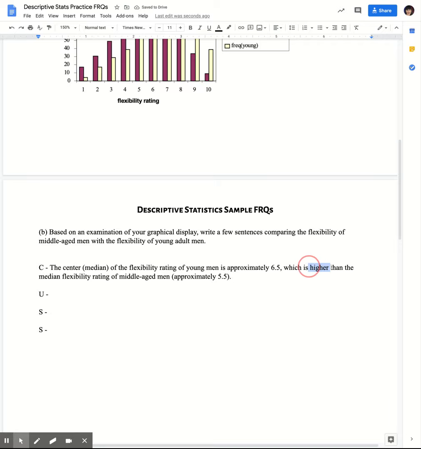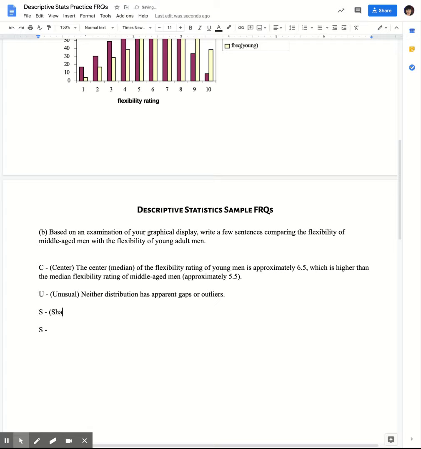Notice I've used my comparative language and I've stated each of my medians. U is the unusual. I don't see any gaps or outliers here, so you would just say neither distribution has apparent gaps or outliers. I have these in parentheses for you so that you don't have to write what each of these are, but I'm writing it so you can see.